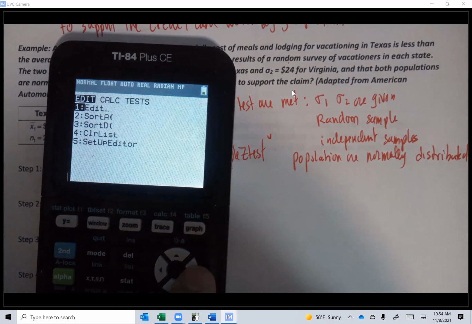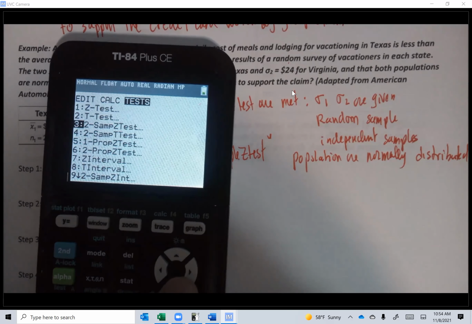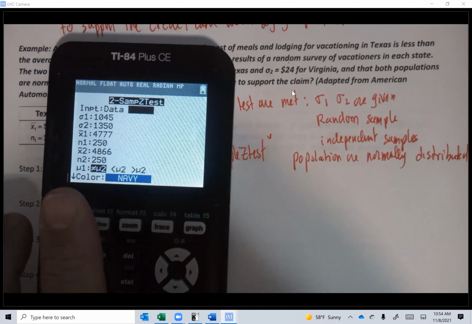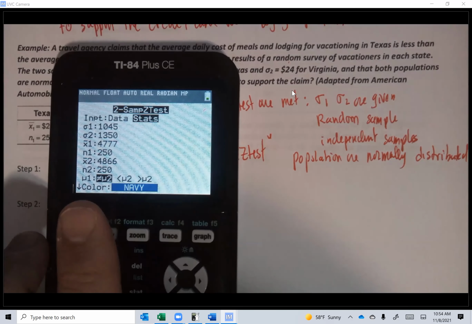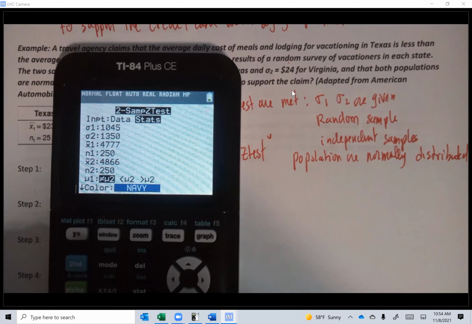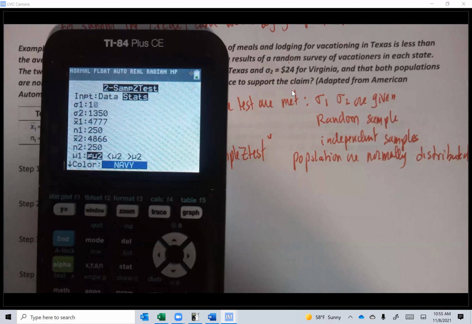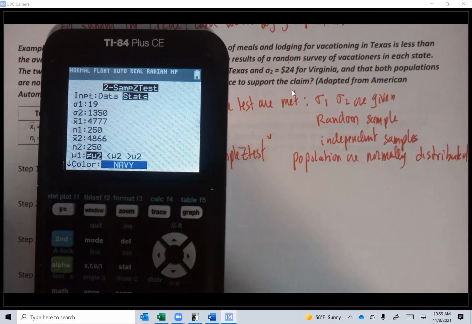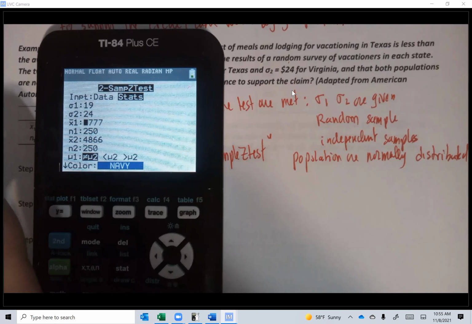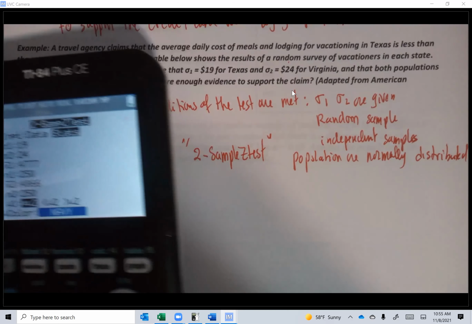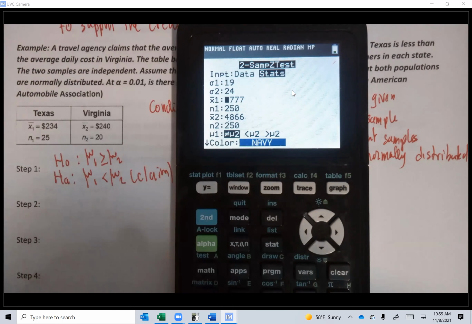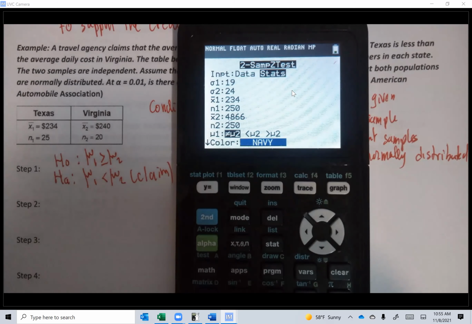Stat tests. I hope you agree with me, guys, that so far it doesn't sound too bad. Sigma 1 is 19. The only section where students struggle a bit is section 8.3, samples dependent, not independent. X1 bar, let's get it in from here. 234, that's the sample. And N1 is 25, guys. If you have any questions, let me know. 240.